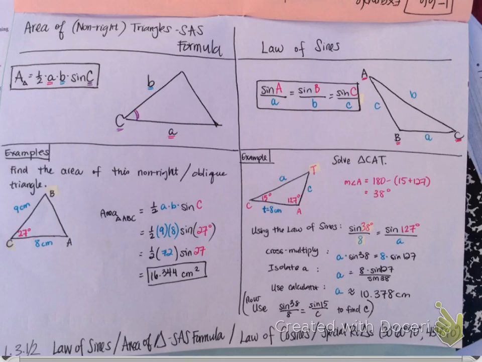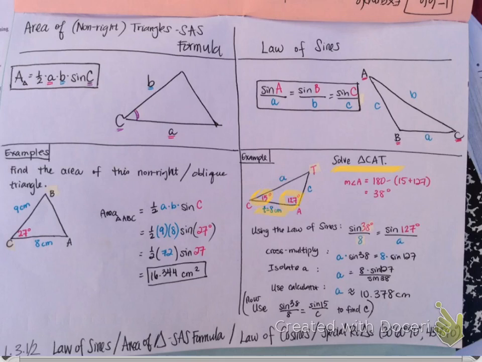Solve triangle CAT. Now, if you've been following along and doing active reading, you should know that when I ask you to solve a triangle, that means find all the missing angles and all the missing sides. Give me all the down low on that triangle. Okay, so here they've already given us 2 angles and 1 side.